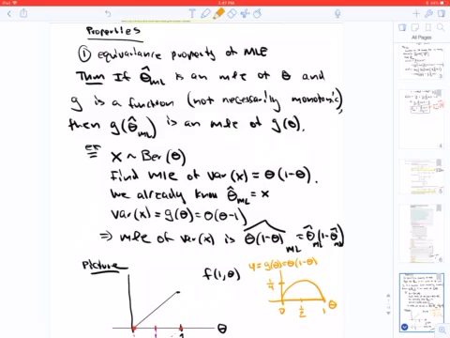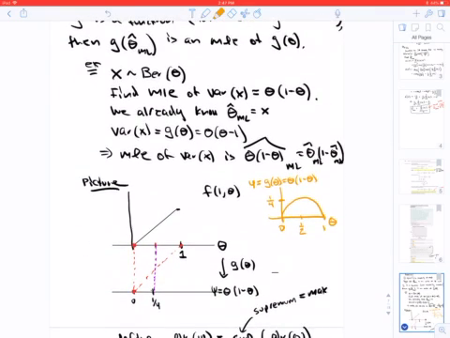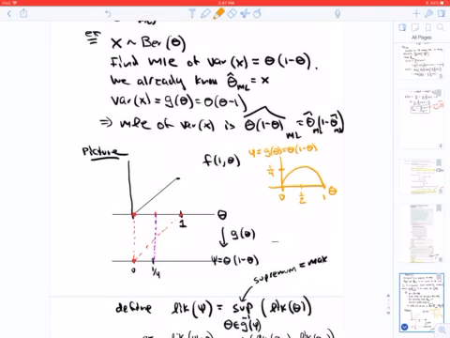That didn't quite come out so cleanly, but all I'm saying is that if G is a function, then G of theta hat is the MLE of G of theta. So let's take a look at an example.